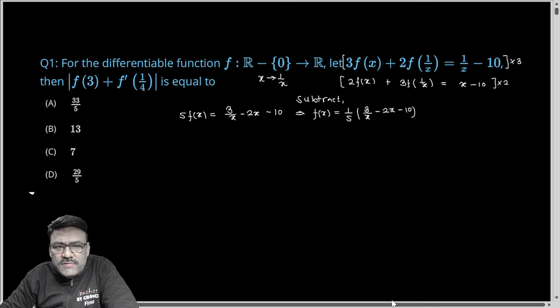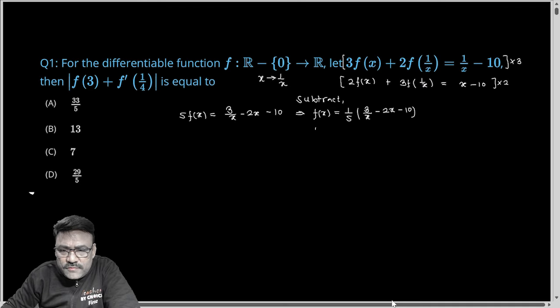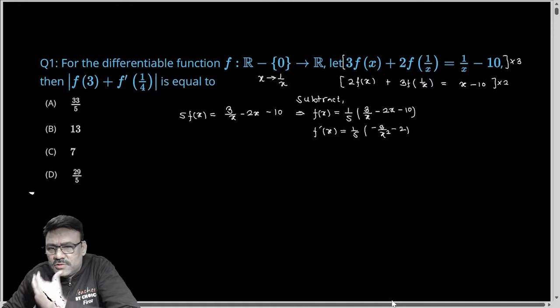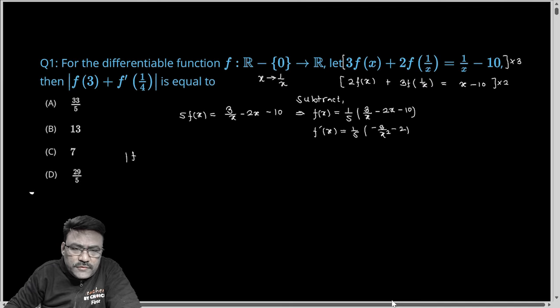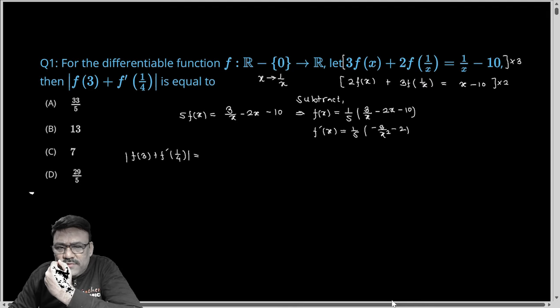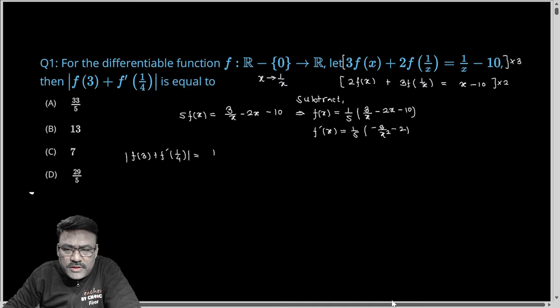Now I need |f(3) + f'(1/4)|. So let's differentiate it first. f'(x) is 1 over 5 times (minus 3 over x square minus 2). Just differentiate. So 1 over 5 times (minus 3 over x square minus 2). Now I need the mod of f(3) plus f'(1/4). Just substitute the values. In both f(3) and f'(1/4), you will get 1 by 5. The 1 by 5 I can take outside.